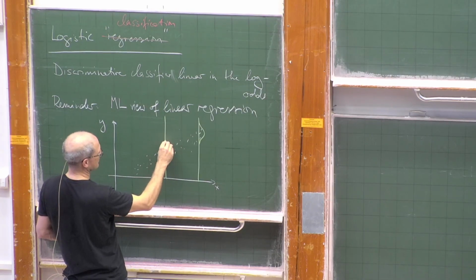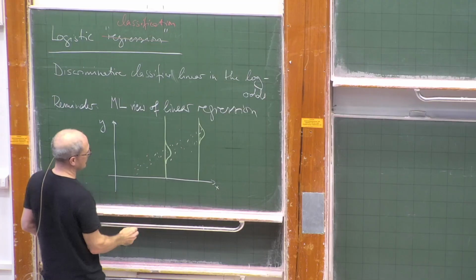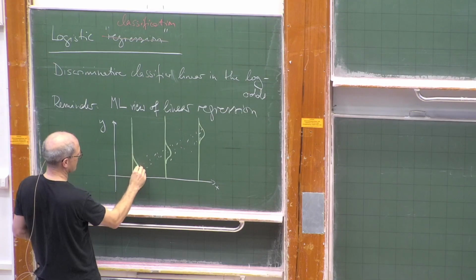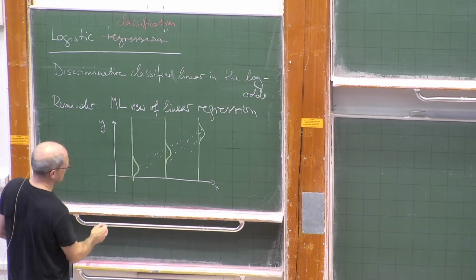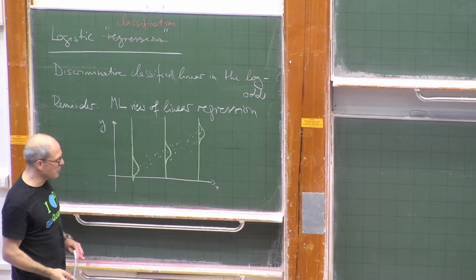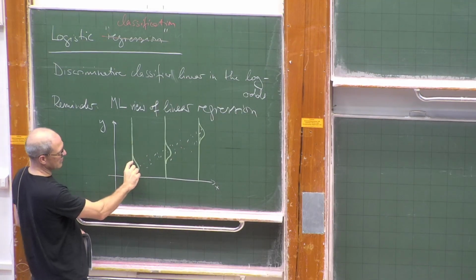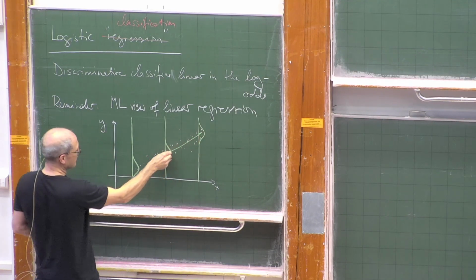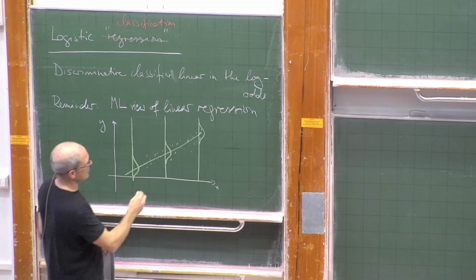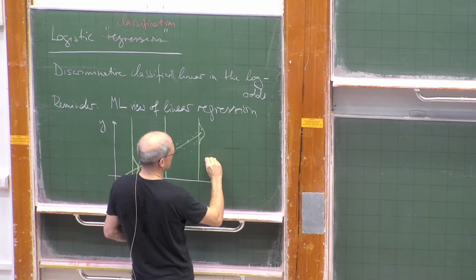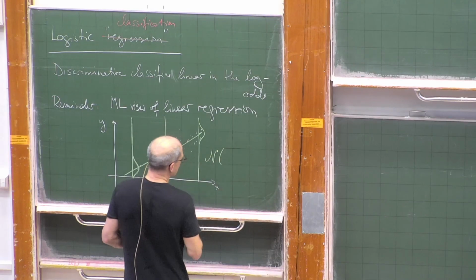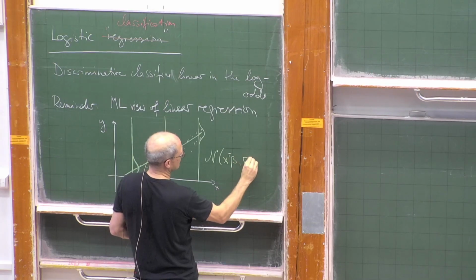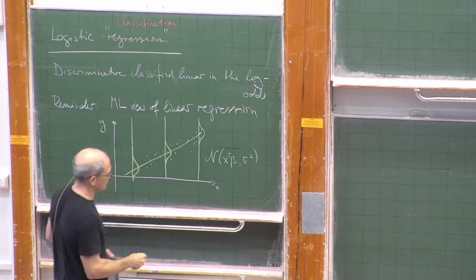I also get a Gaussian here, and I also get a Gaussian there. And in this homoscedastic formulation, we assume that the variances of these Gaussians are all the same, and that the mean is a linear function of our features. So we would write this as a normal distribution with a mean which is given by x transpose beta and a variance of sigma squared.